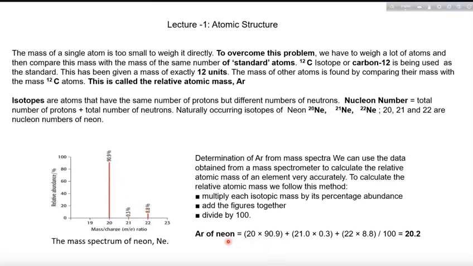Therefore, we can find out the mass of neon. And since neon has isotopes, we are getting a fractional value of the mass here. If we have an element with only one isotope, we would not get this fractional value.